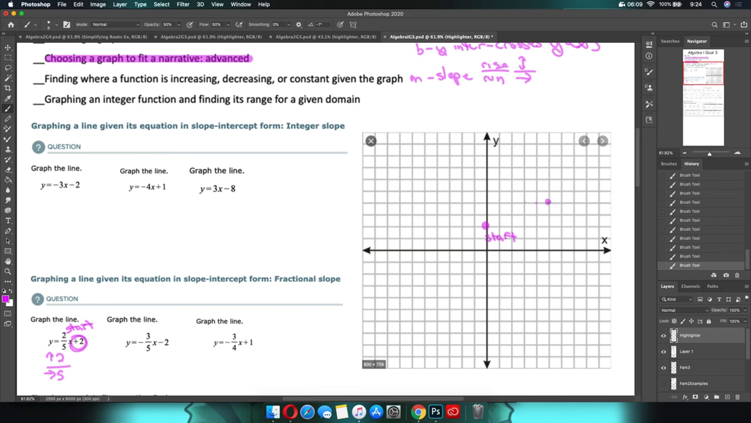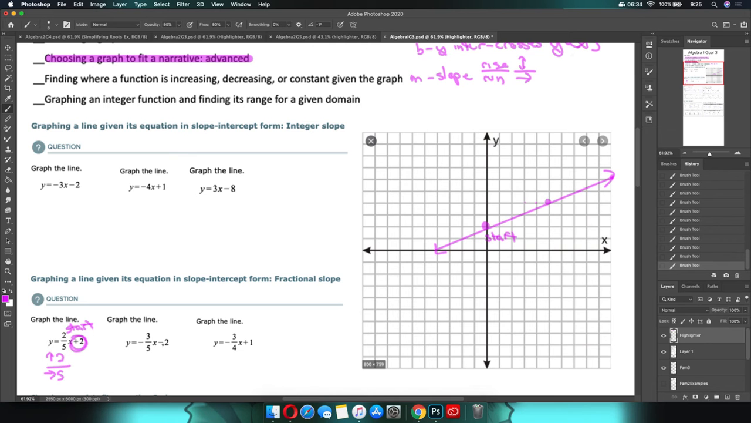If I really want to be ambitious, I can do it again. Up 1, 2, over 1, 2, 3, 4, 5. And there then is my line. Nope, didn't do that right. There we go. That's a little bit better. And there's your straight line. And the good news is in the software, they do this for you. All right, let's do another one.